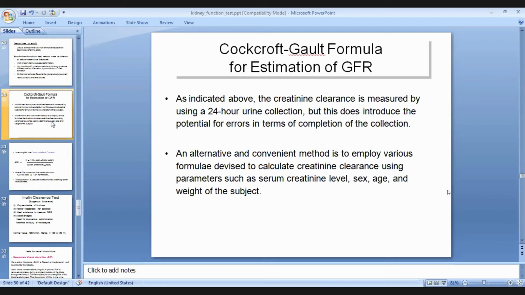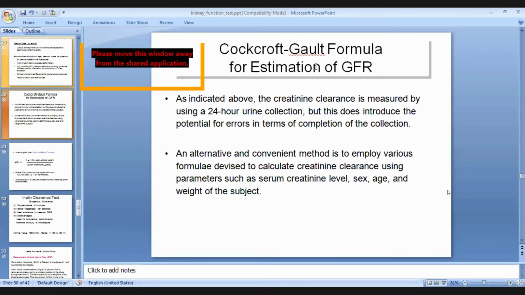For creatinine clearance, we have already used the formula. Sometimes we use the formula UV by P, where we measure the level in urine and in serum, for example creatinine in a 24-hour urine sample. We measure creatinine in blood as well as in urine, and that is what we do. Sometimes this formula can be used for the estimation of GFR.